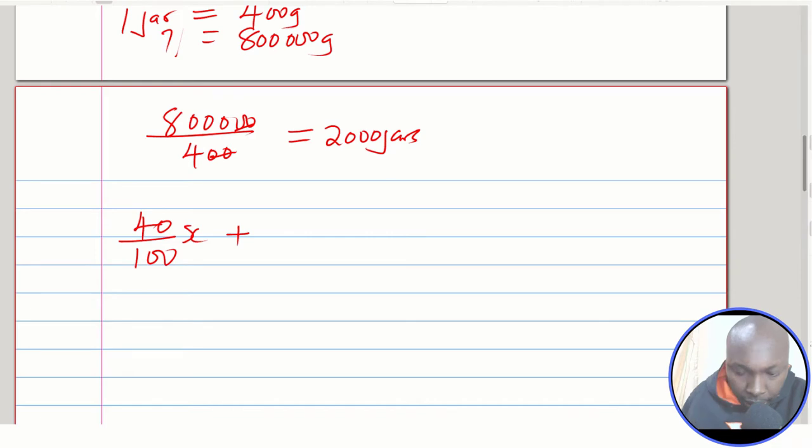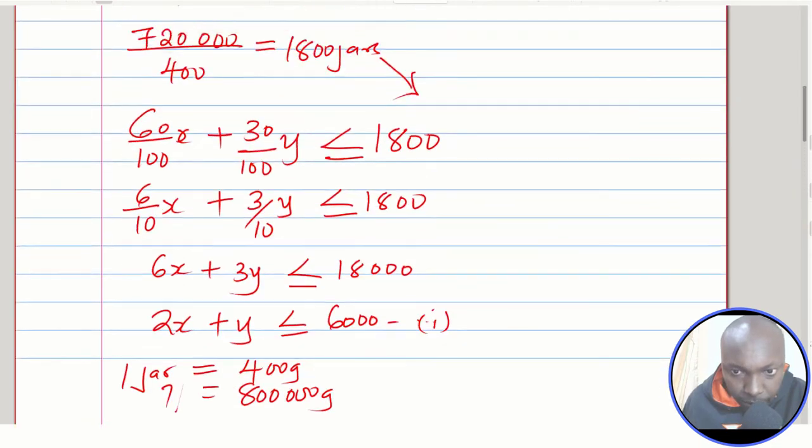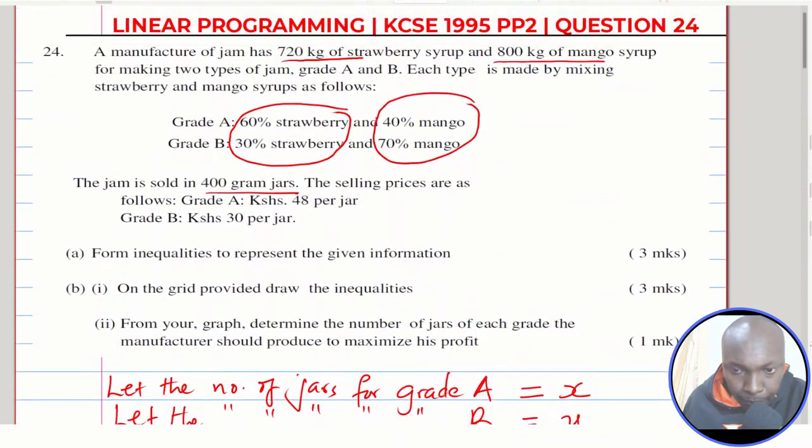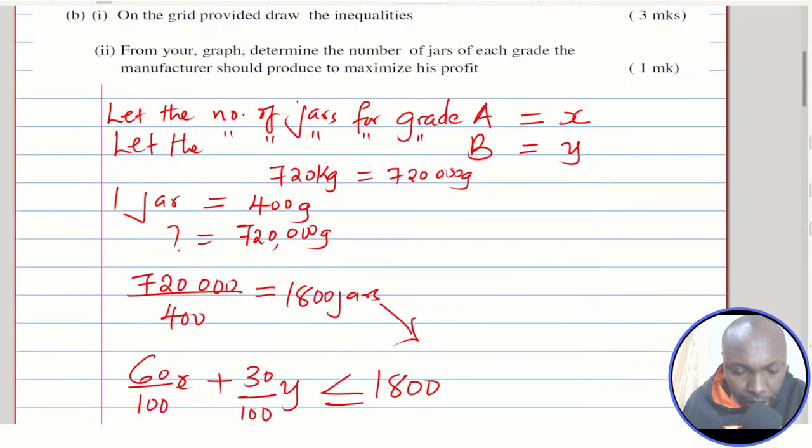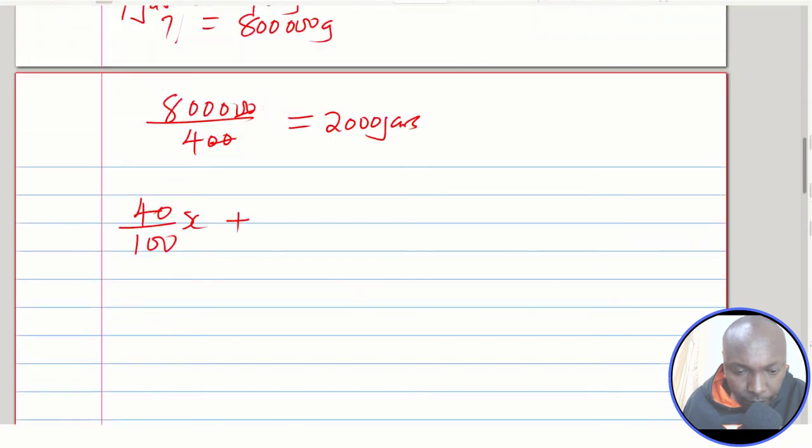Then the other percentage is for this one, a 70% mango. So that one will be 70%, which is 70 over 100, multiplied by the number of jars for grade B, which is y.